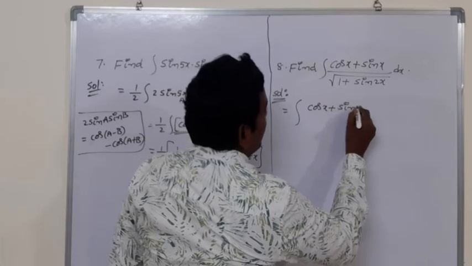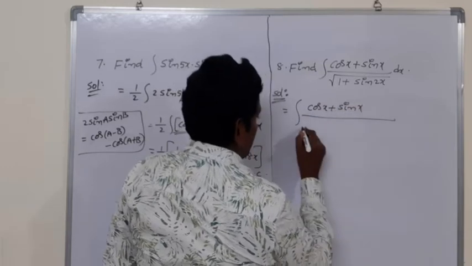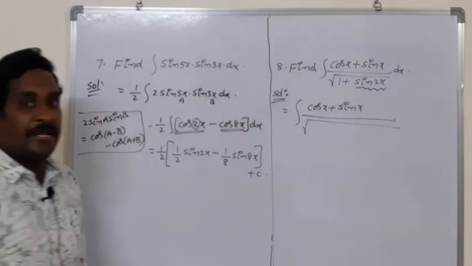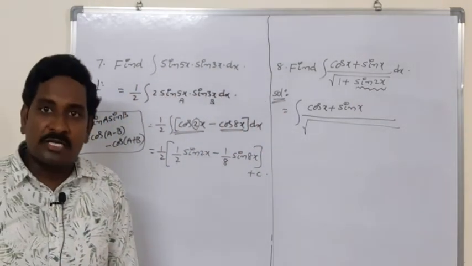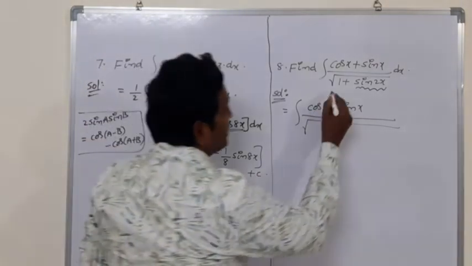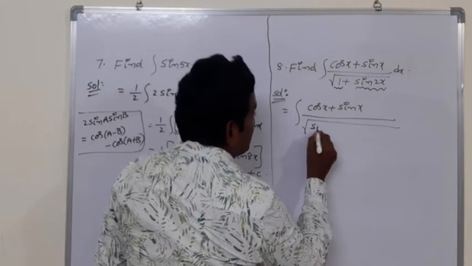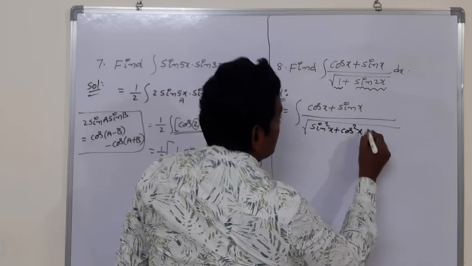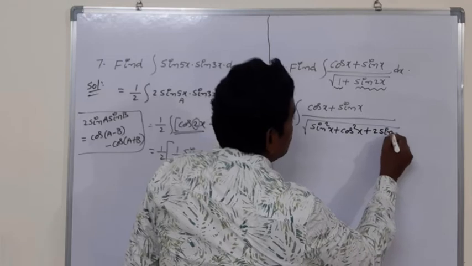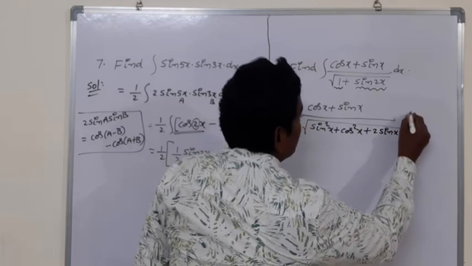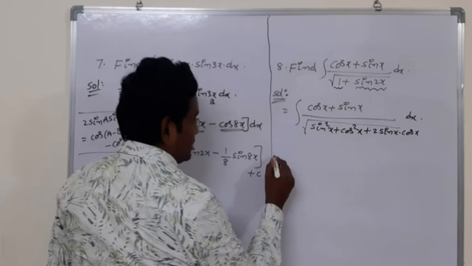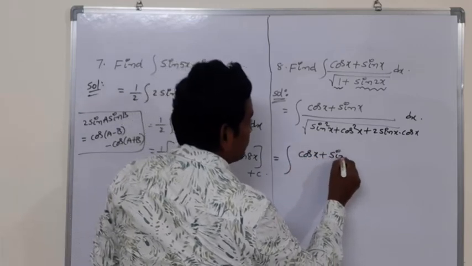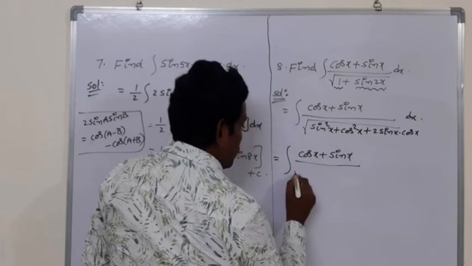Don't change the numerator, and everybody knows what is the formula for sin 2x? Sin 2x is 2 sin x into cos x. Also here we have 1 in the first part. 1 can be written as sin square x plus cos square x plus sin 2x is nothing but 2 sin x cos x dx.